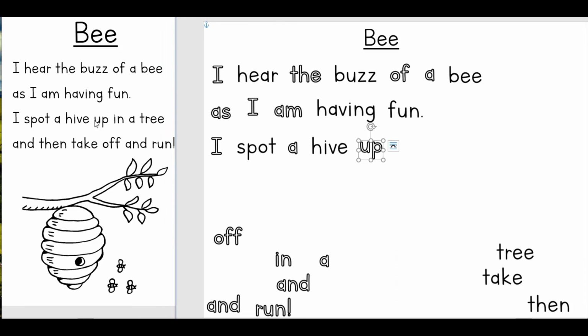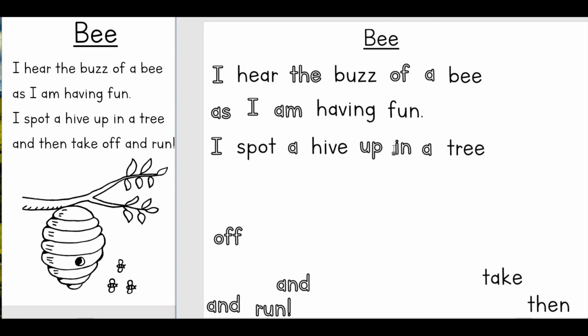I spot a hive up in. In is a sight word. I-N. In. I spot a hive up in a. I spot a hive up in a tree. T-R-E-E, tree. Here it is. And you know what? Tree has a rhyming word in this poem. Do you know what the rhyming word for tree is? Bee. Bee and tree rhyme.